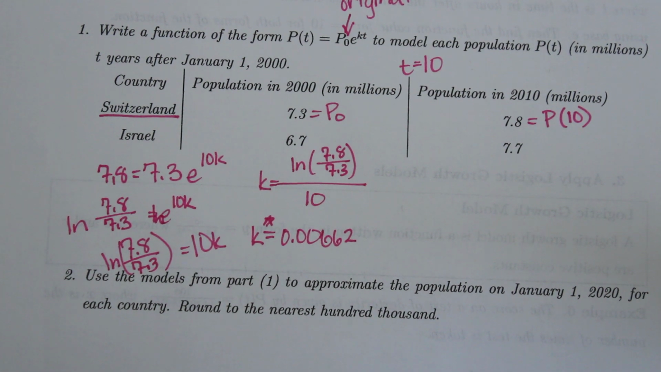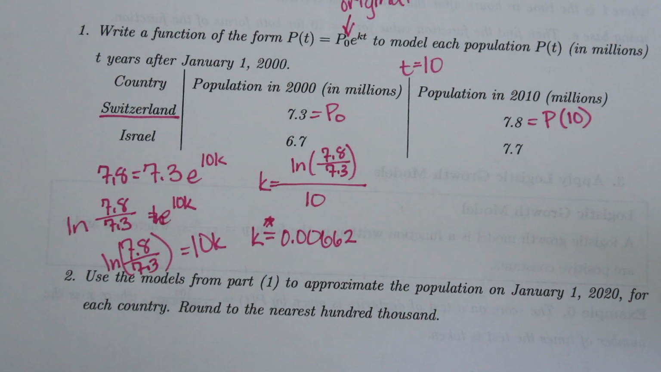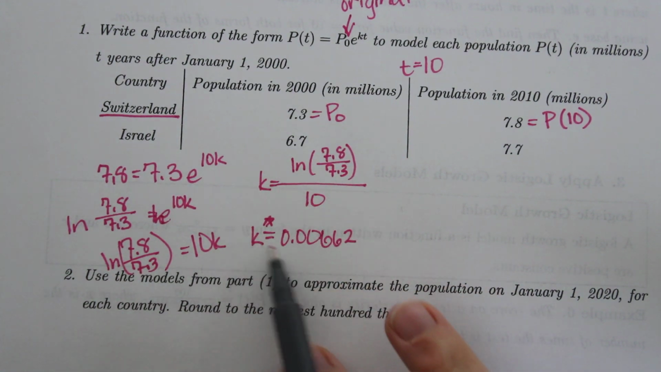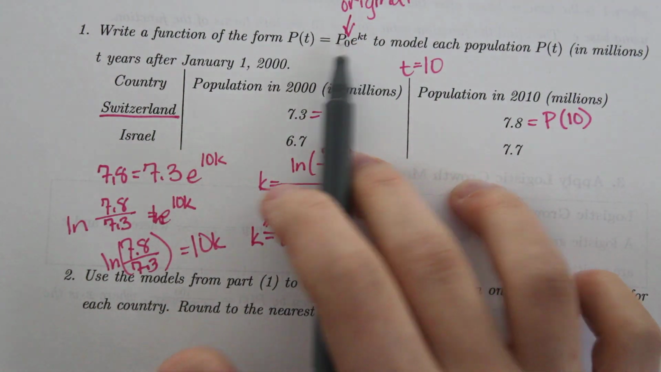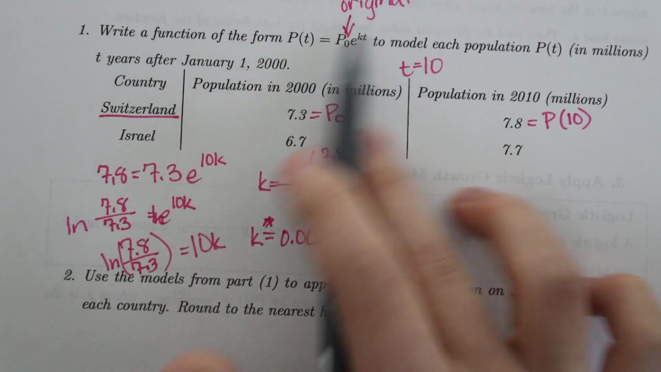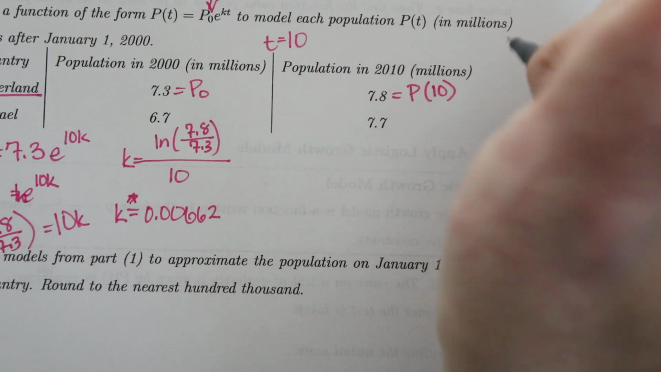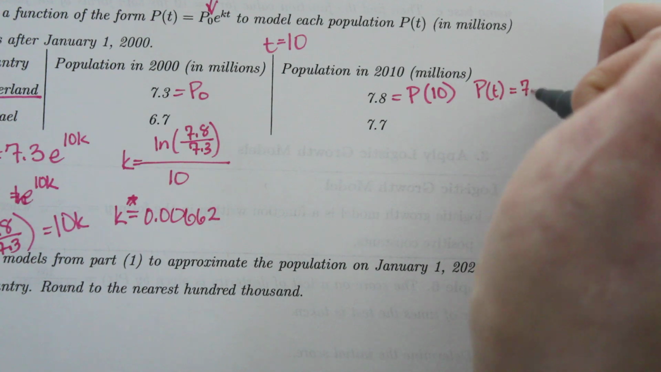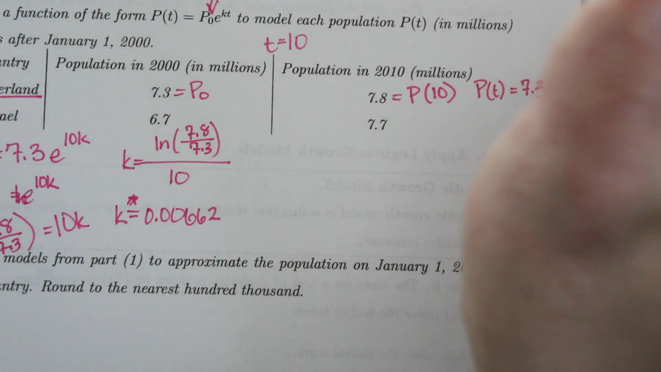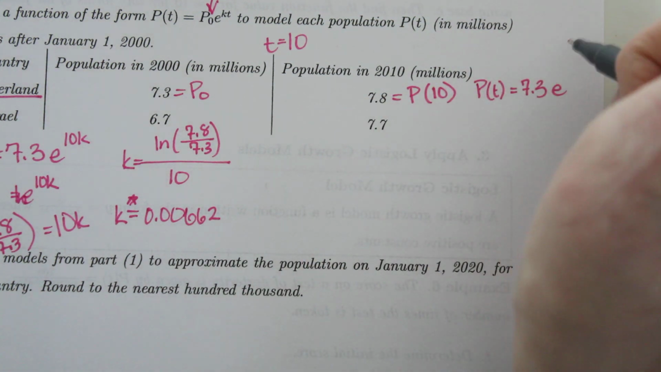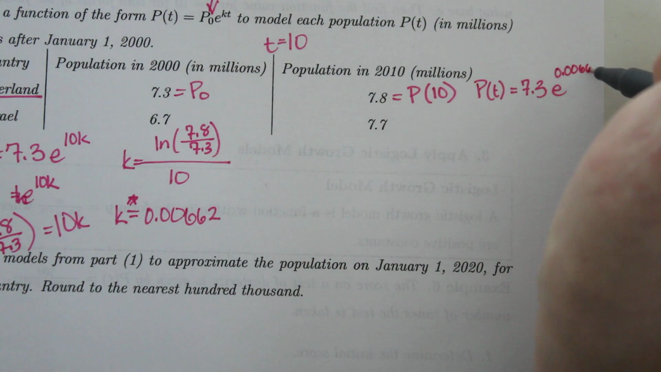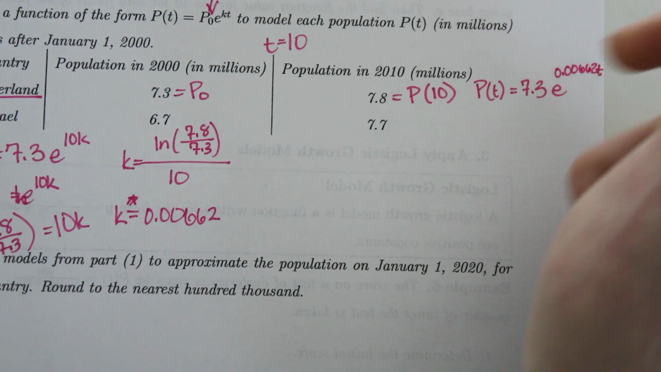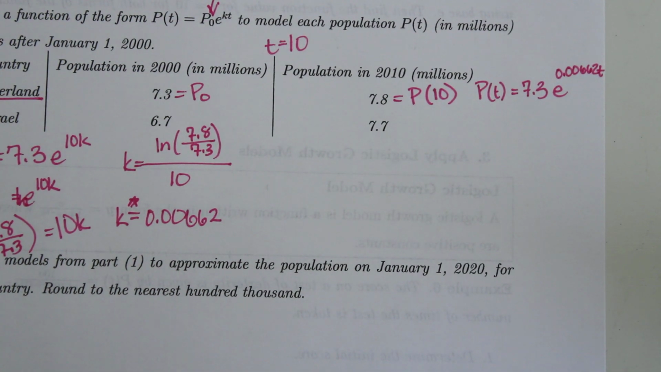Okay, so how does this help us find our function P of t for Switzerland? We're going to take our k value and plug it into P of t, but we're not going to know what t is, so we're going to leave t out. So we get that our population function is P of t is equal to, well, our P naught still stays the same, it's 7.3 times e. Well, our k is now this long decimal that we just found, so 0.00662 to the t power. So we found our population function. This is just a function that estimates the population of Switzerland using the data we were given.